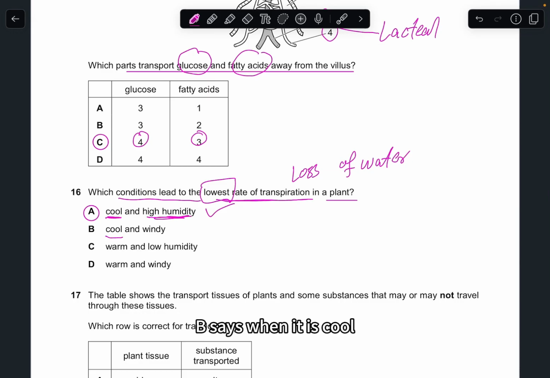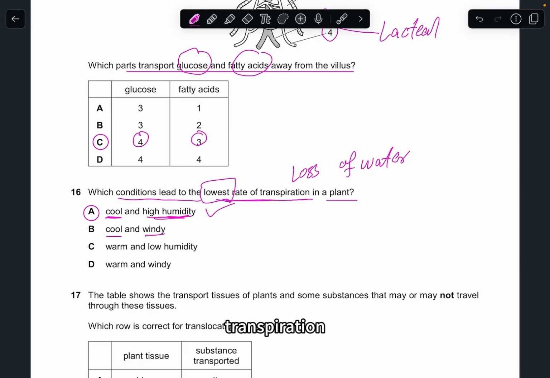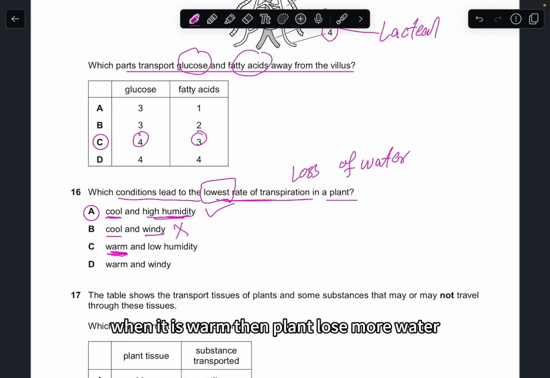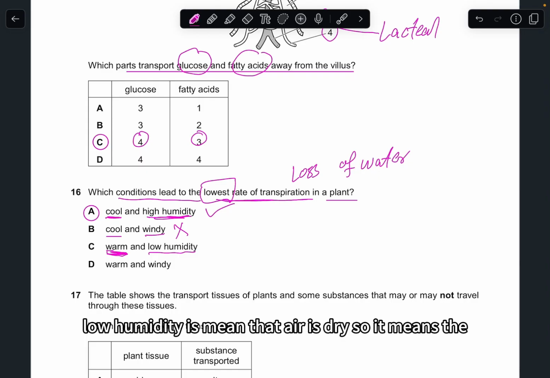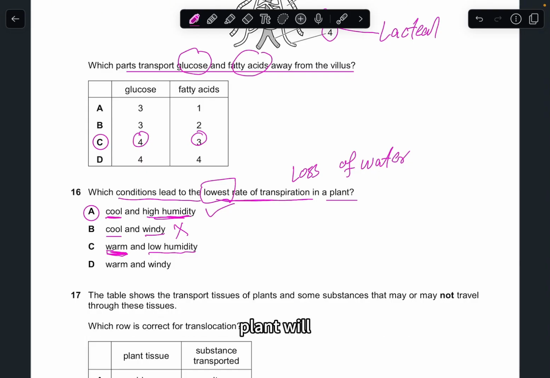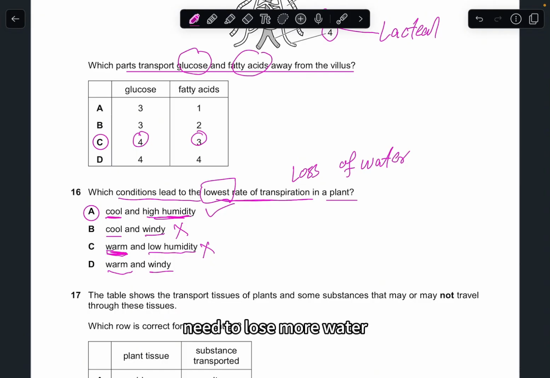B says when it is cool, yes, but windy, no. Wind can increase the rate of transpiration, so that's wrong. When it is warm, the plant loses more water, that's wrong. Low humidity means the air is dry, so the plant will lose more water. That's wrong. When it is warm and windy, that will lead to more water loss by the plant, so that's also wrong.